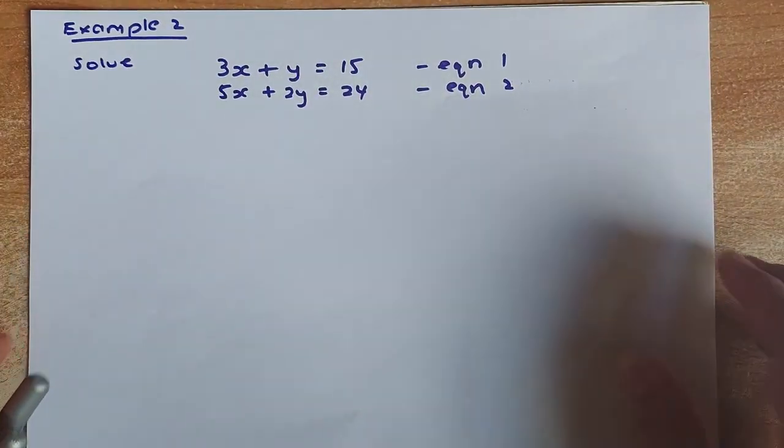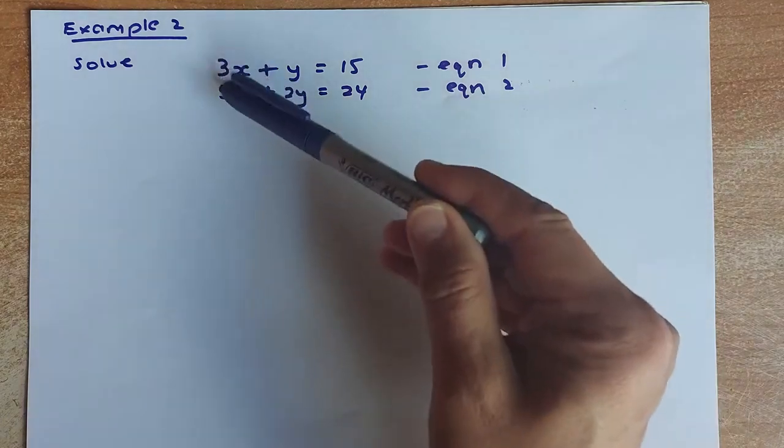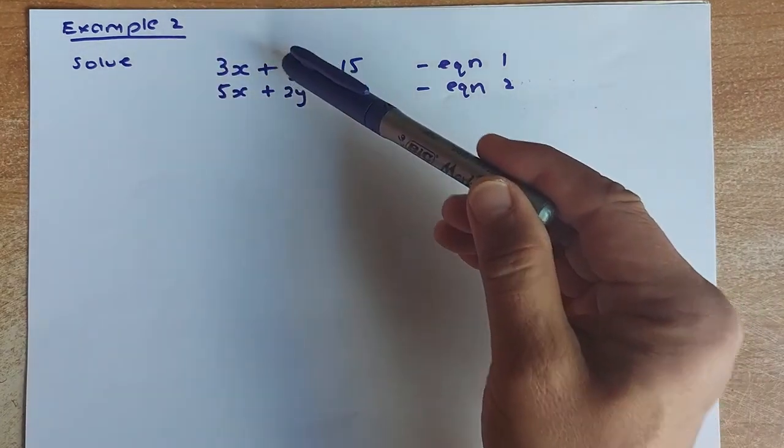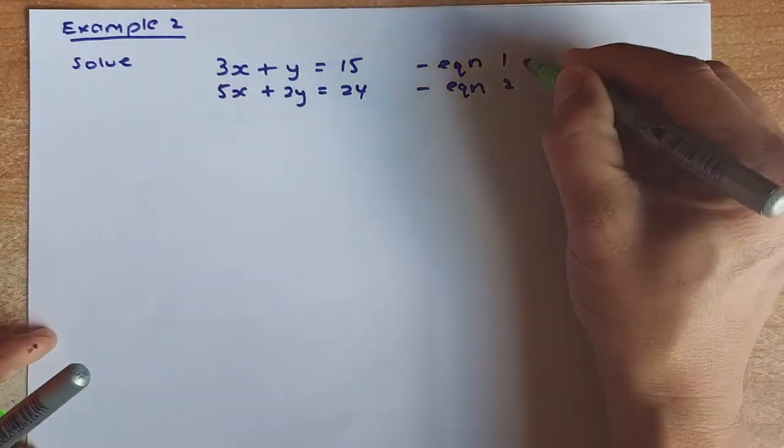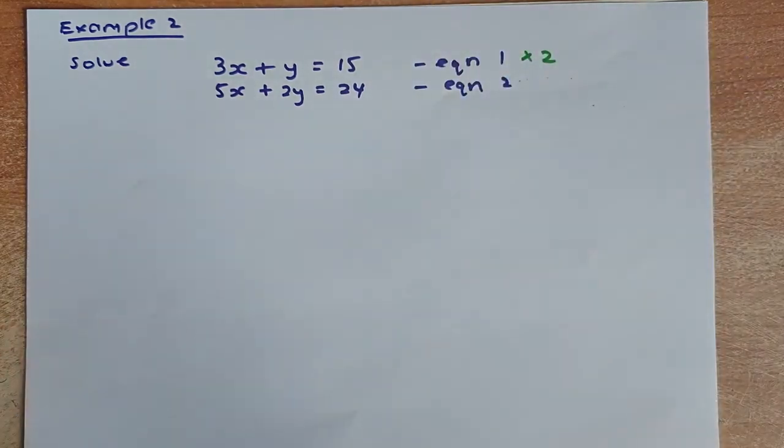We shall look at another example. This time it is a little bit harder. Now the coefficients of x and y are different. If you see, the coefficient of x is 3 and 5, and the coefficient of y is 1 and 2. So what you're going to do, you have to make the same coefficient. The first step I would recommend you to do is to multiply this by 2.